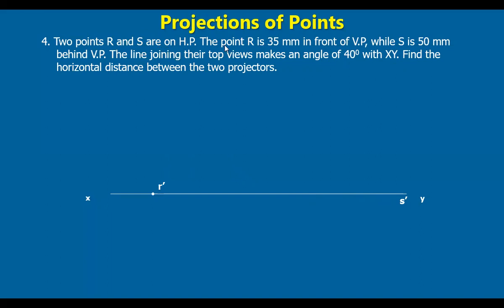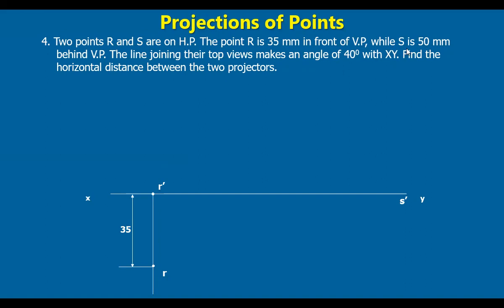It is not given. The point R is 35 mm in front of VP. That means its top view is below the reference line, at a distance of 35 mm. So mark the point R here, the top view of R, at a distance of 35 mm, right? So we get R. The R dash projector has come. The projections also we have marked. This is the front view and the top view.